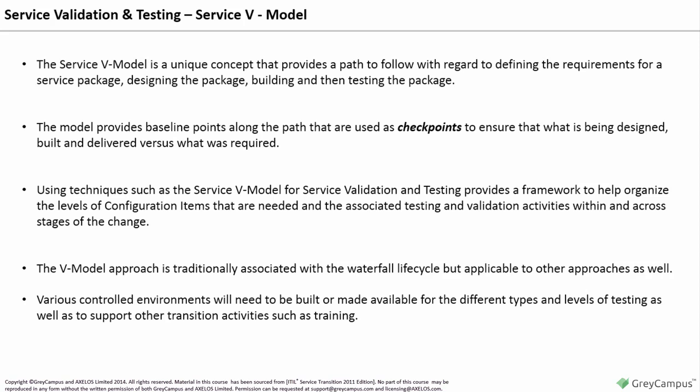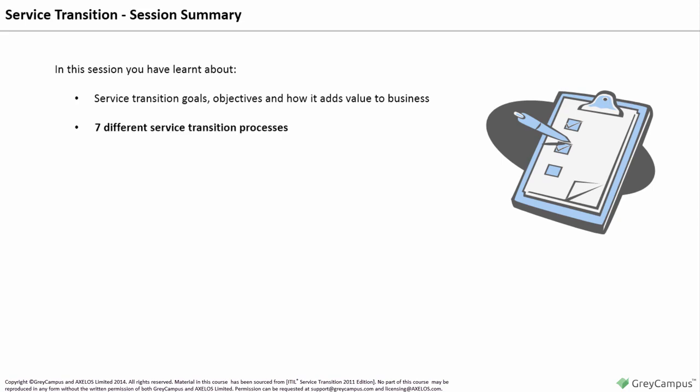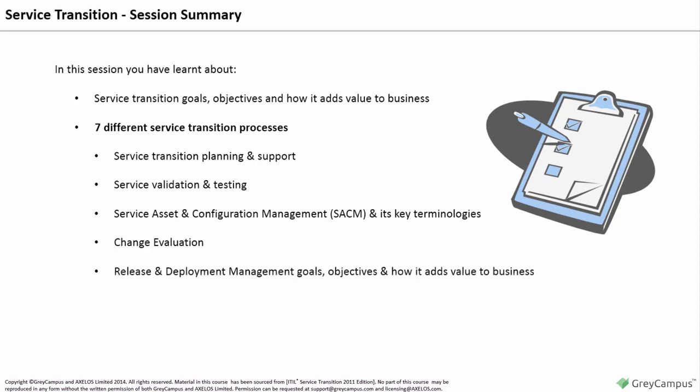duty requirements are met. In this session, you've learnt about service transition goals, objectives, and how it adds value to business. 7 different service transition processes, service transition planning and support, service validation and testing, Service Asset and Configuration Management, SACM, and its key terminologies, change evaluation, release and deployment management goals, objectives, and how it adds value to business, change management, knowledge management. Summary.